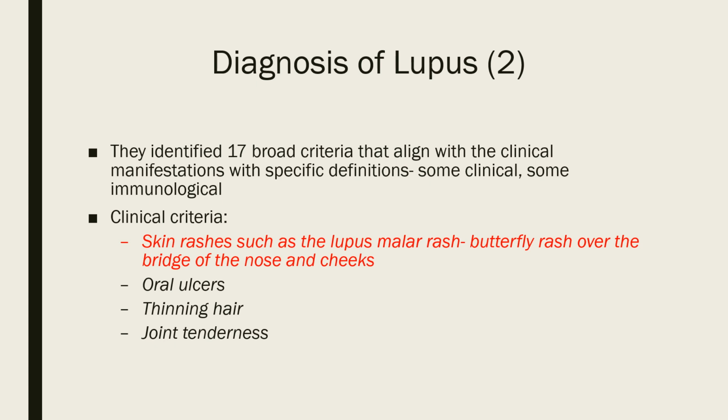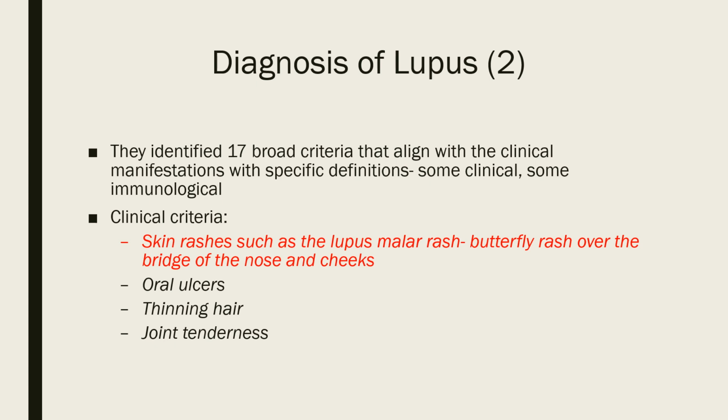So they have identified 17 broad criteria that will align with the clinical manifestations with specific definitions. Some are clinical, some are immunological. The clinical criteria will include, ladies and gentlemen, please take note, skin rashes such as the lupus malar rash. And this is the hallmark sign of the butterfly rash over the bridge of the nose and the cheeks. This is a hallmark sign for lupus.